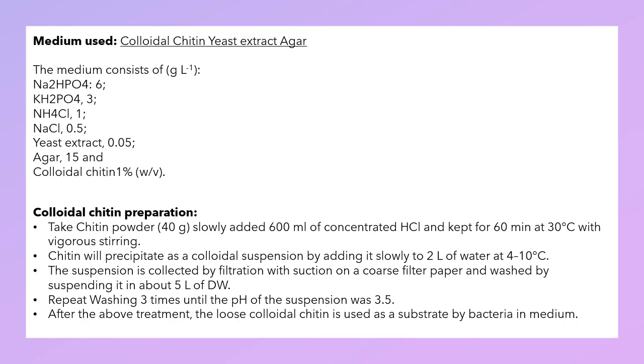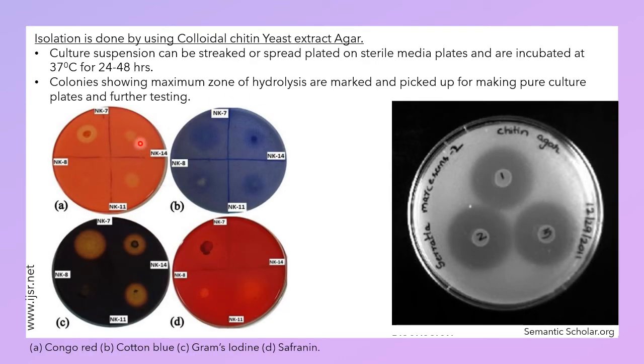Now those sterile agar plates are the ones you can use further for your experiment. Isolation is done using colloidal chitin yeast extract agar. The culture suspension can be streaked, spread plated or pour plated on sterile media plates, and then incubated at 37 degrees Celsius for 24 to 48 hours.